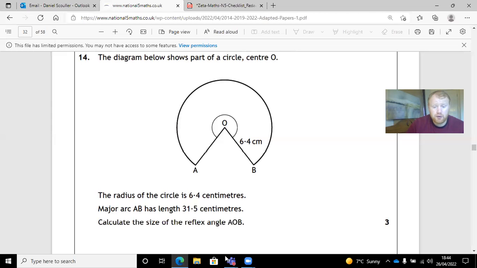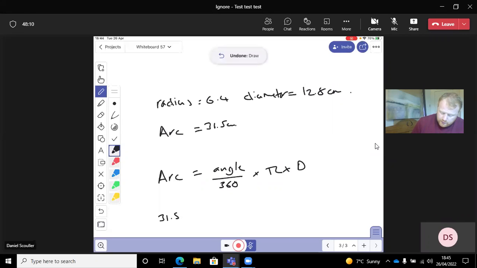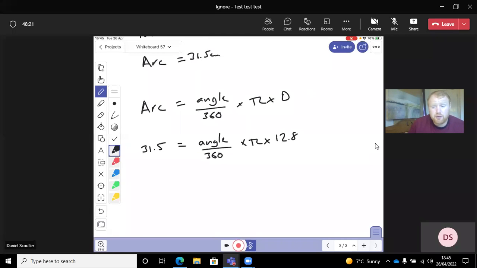Okay, calculate the reflex angle. Let's write it out then. So length of arc equals angle over 360 multiplied by pi multiplied by the diameter. So arc we've got is 31.5. We've not got the angle, multiplied by pi multiplied by the diameter, which is 12.8. So I need to rearrange that.